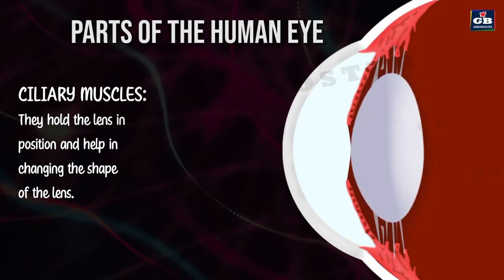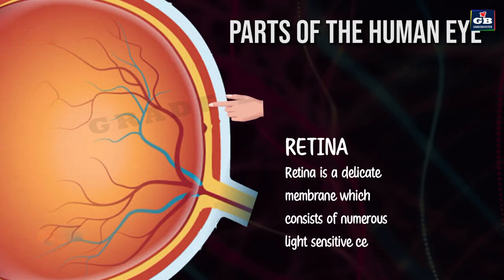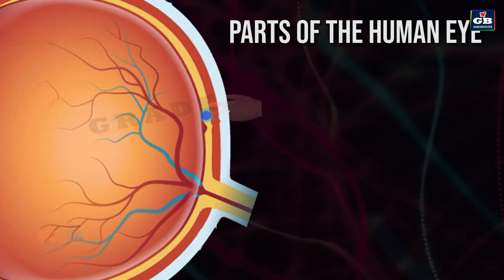Next, retina. Retina is a delicate membrane which consists of numerous light-sensitive cells. It acts like a screen. The light that enters our eye gets cast on this screen-like structure called retina. The cells in the retina are light-sensitive cells. They get activated when light falls on them, and these light signals are converted to electrical signals. That means the retina converts the light into electrical signals.